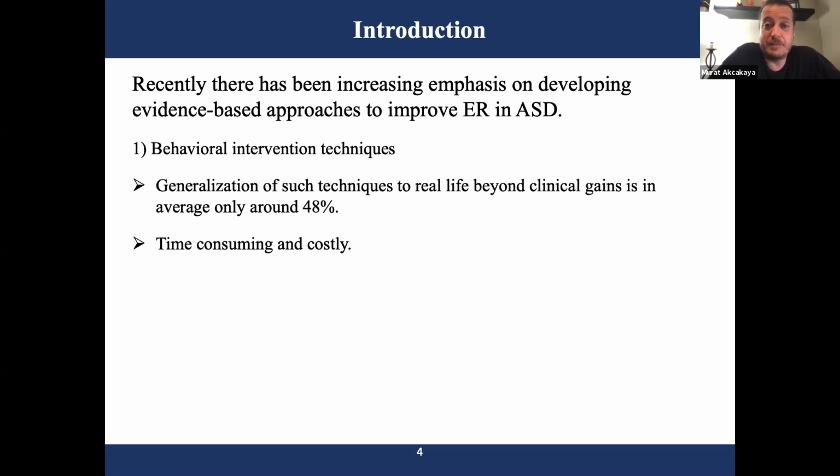And their preliminary results show that this EASE study that includes mindfulness exercise shows promising results for emotion regulation. The behavioral intervention techniques such as EASE, developed by my collaborators, are the most effective type of therapy for autism spectrum disorder. But the rate of generalization of such techniques to real life beyond clinical gains is on average only around 48%. And moreover, they are time consuming and costly.